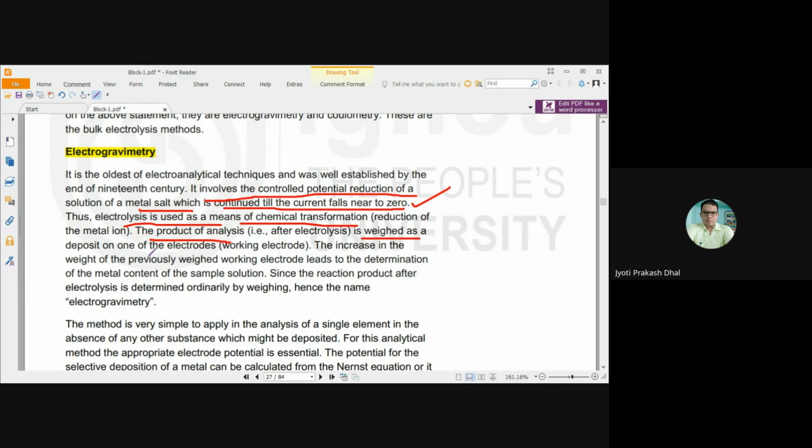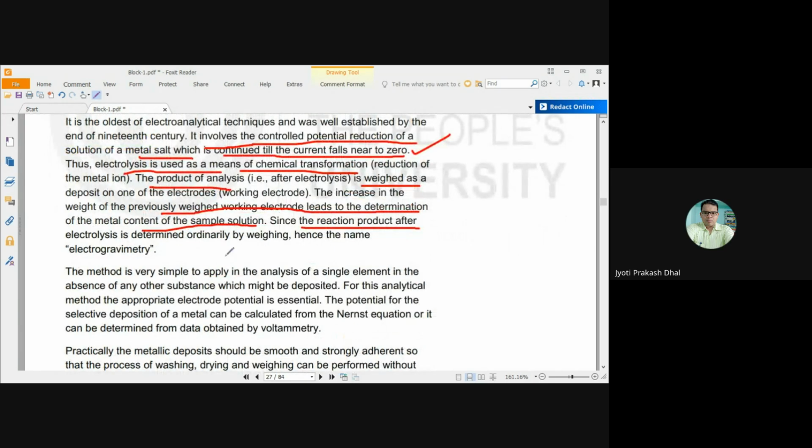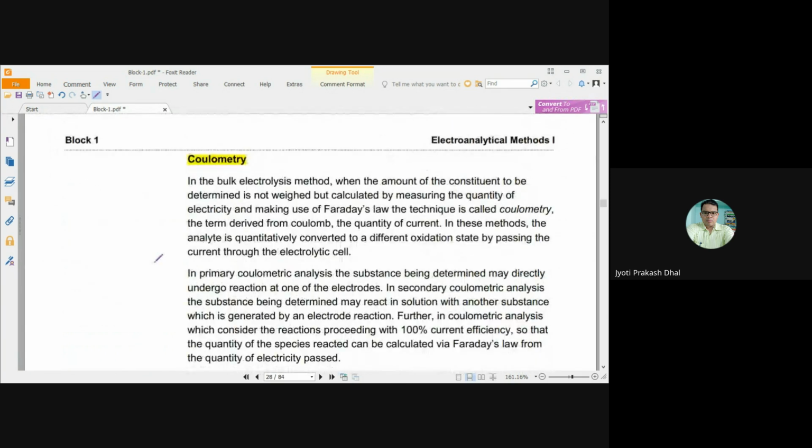That means the product of the analysis, deposited or liberated, is weighed as a deposit on one of the electrodes, called the working electrode. The increase in the weight of the previously weighed working electrode leads to the determination of the metal content of the sample solution. Since the reaction product after electrolysis is determined ordinarily by weighing, hence the name electrogravimetry.